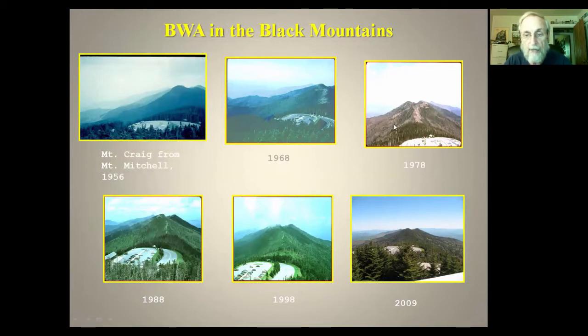Lots and lots of dead snags. They still exist today because they deteriorate very slowly. In 88, it begins to green up again. In 98, again, a little greener. 2009, it looks pretty good. It looks like it did back in 56. And now I got to go back up there in 2018 and add one more photo to the picture. But they have recovered. And so now the question is, what's going to happen in the future?